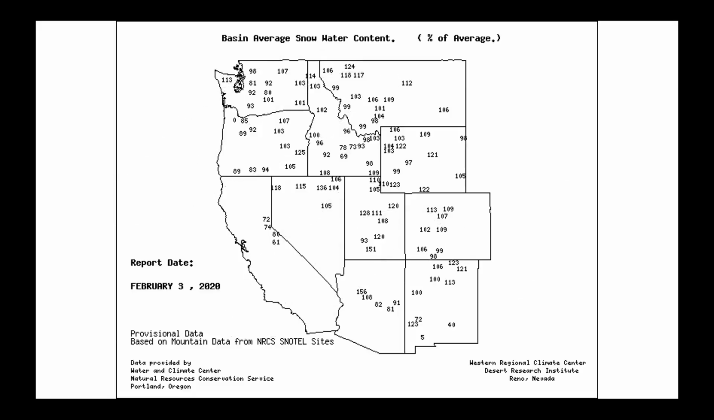Here's the way we can see that. Basin average snow water content. At the expense of California's change in the pattern, the Pacific Northwest has regained its normal numbers in terms of snowpack for this time of year. A lot of 80 to 120% numbers. Same with the Intermountain West. Look over there in the Four Corner states. Those numbers are very good for this time of year.